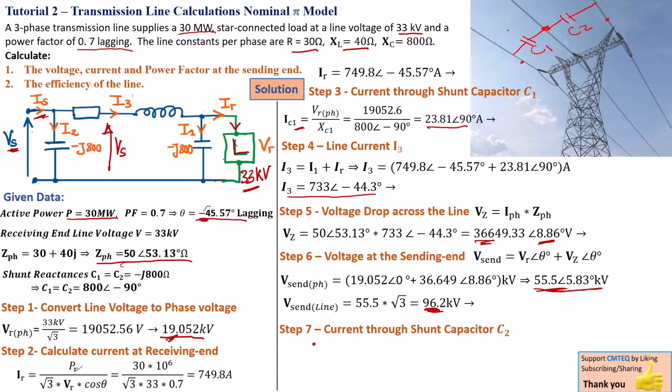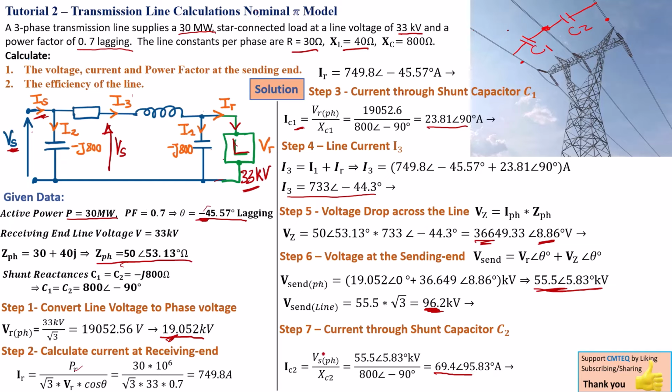Now in step 7 here, we're going to apply the same formula used in step 3. This time around we're now going to use the voltage at the sending end, the per phase voltage that we just calculated here, 55.5, to basically get I2. So that will simply be 55.5 divided by the 800 XC. That will give you a current of 69.4 with an angle of 95.8 degree amp.